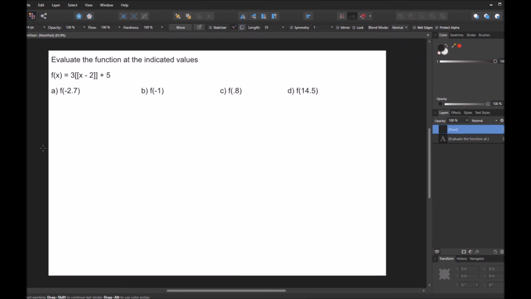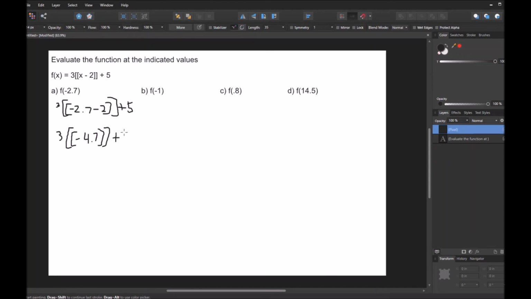Okay, so in this next problem we're asked to do the exact same thing, except our equation now is 3 times the greatest value integer less than or equal to x minus 2 plus 5. And so this first one we have is negative 2.7. So we're going to have 3 times negative 2.7 minus 2 plus 5. And we want to treat these rounding down function brackets almost like parentheses, meaning we're going to evaluate what's inside the parentheses first. So negative 2.7 minus 2 is negative 4.7. So we have negative 4.7 and then plus 5.